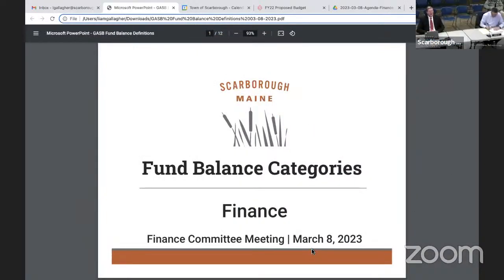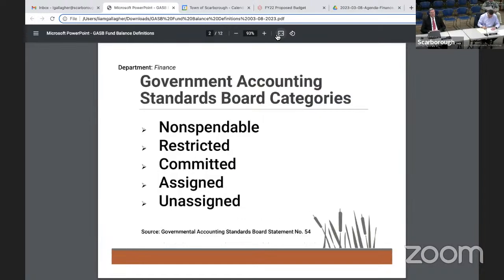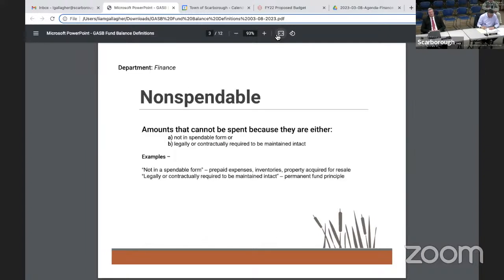Thank you. So I want to go through fund balance categories and just definitions and some examples of what constitutes fund balance. So if we go to the next one. The fund balance categories are defined by GASB, Government Accounting Standards Board Statement number 54. And the categories that fall under GASB 54 are on the screen: non-spendable, restricted, committed, assigned, and we'll go through the next slide and we'll start talking about the different categories.